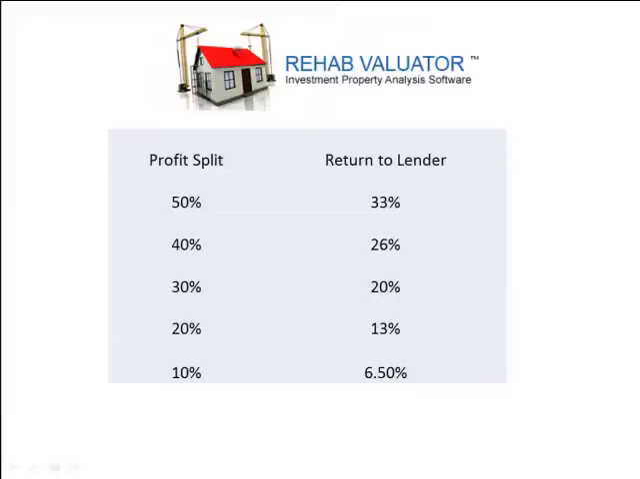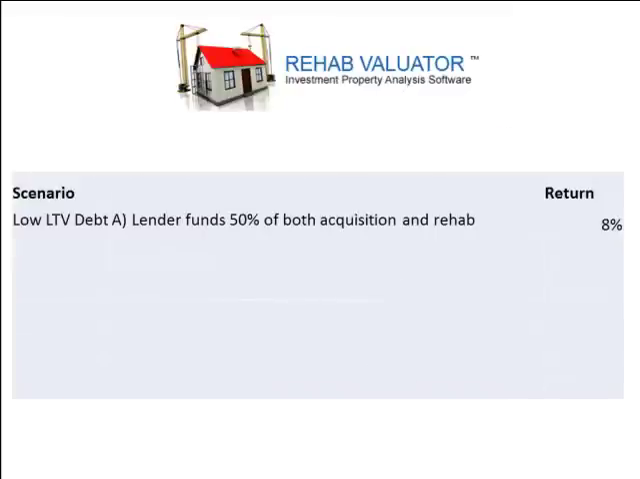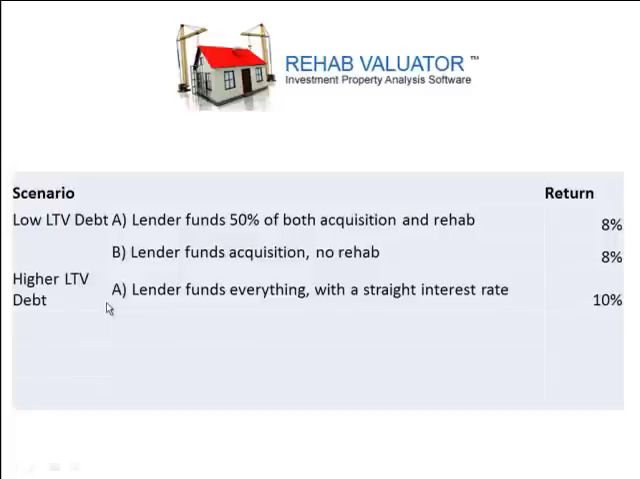So let's review the 6 different structuring methods and the results that we just went through before I show you a bonus strategy. So the first one was called low loan-to-value debt, where the lender funds 50% of both acquisition and rehab. And in our example, the lender got an 8% return. An alternative of this strategy was a slightly higher loan-to-value, where the lender funds acquisition but no rehab, and we also pay them a similar return of 8%. Then higher loan-to-value debt, where a lender funds everything with a straight interest rate, and we pay them a higher interest rate because the lender was funding us more money and a bigger percentage of the deal.